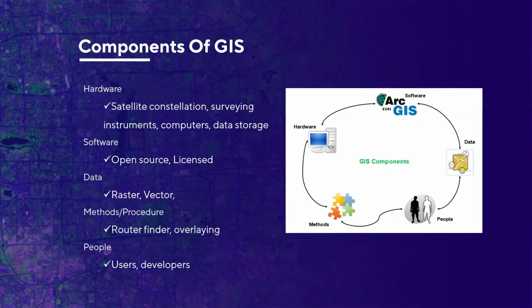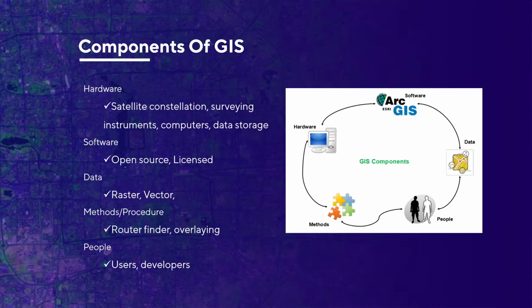For the process of GIS analysis, there are basically 5 components. These are hardware, software, data, methods and procedure, and people. The hardware includes the satellite constellation, surveying instruments, that may be TS, that may be GPS devices, and computers, and data storage. And the software are open source software and licensed software.